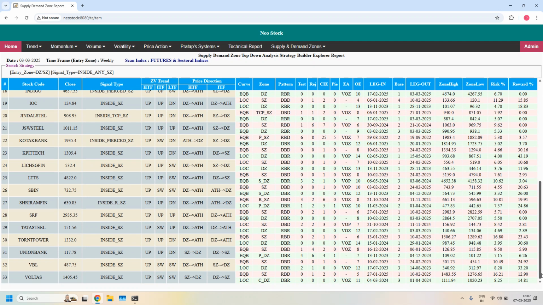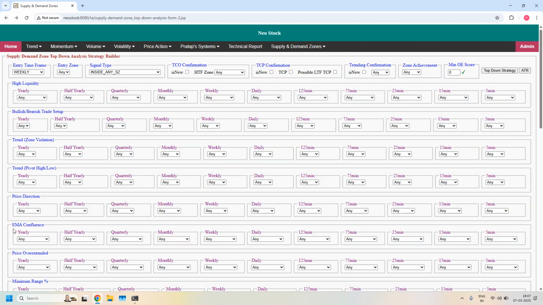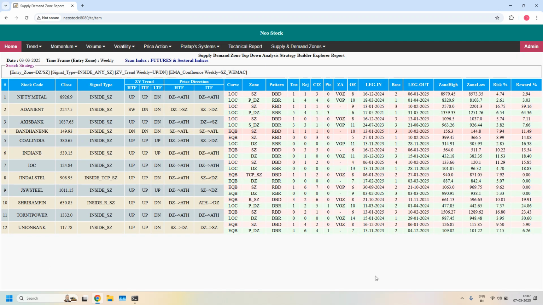So total 33 stocks are filtered. Out of these 33 weekly supply zones, how many weekly supply zones are having weekly EMA Confluence? Let us find. So I'm going back in the EMA Confluence filter. At a weekly time frame, I am setting the filter weekly supply zone having weekly EMA Confluence, and also trend on the weekly time frame should be either up or down. With these filters, we got 12 stocks. So that means these 12 stocks are having weekly supply zones with weekly EMA confluence. And also current price closed in those weekly supply zones.